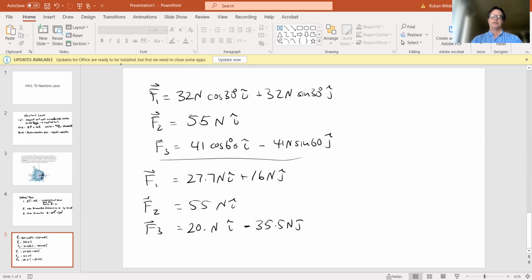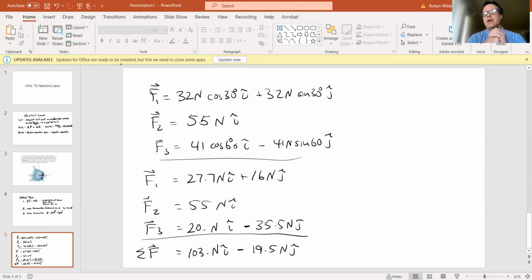j hat. All right, so now to get my net force, I just add these components together, right? So I add all the x components, I get 103.2 newtons I hat. And then I add the y components, I'm going to get negative 19.5 newtons j hat. That is my net force. Right? And so I've got my net force.